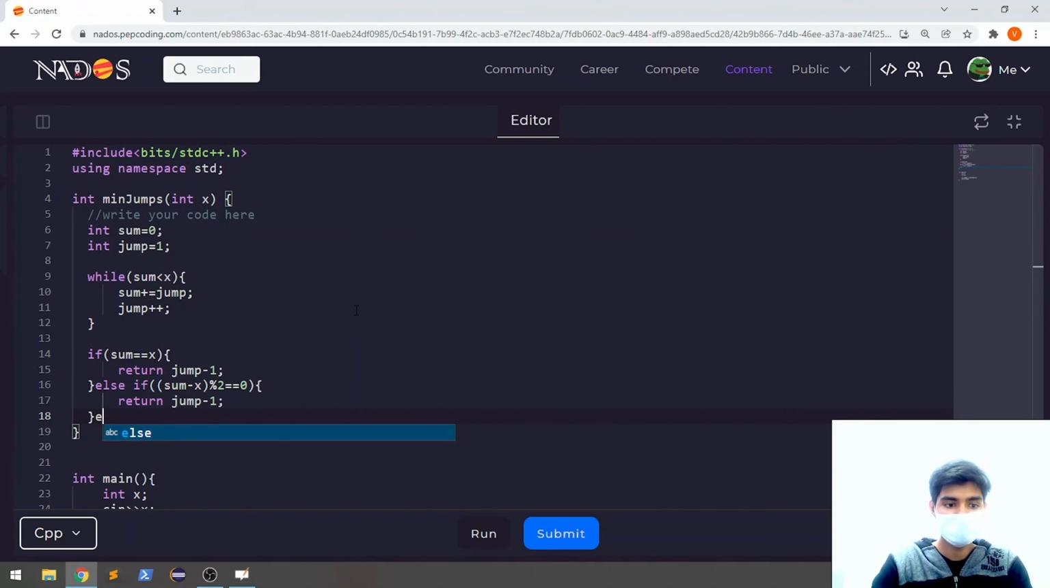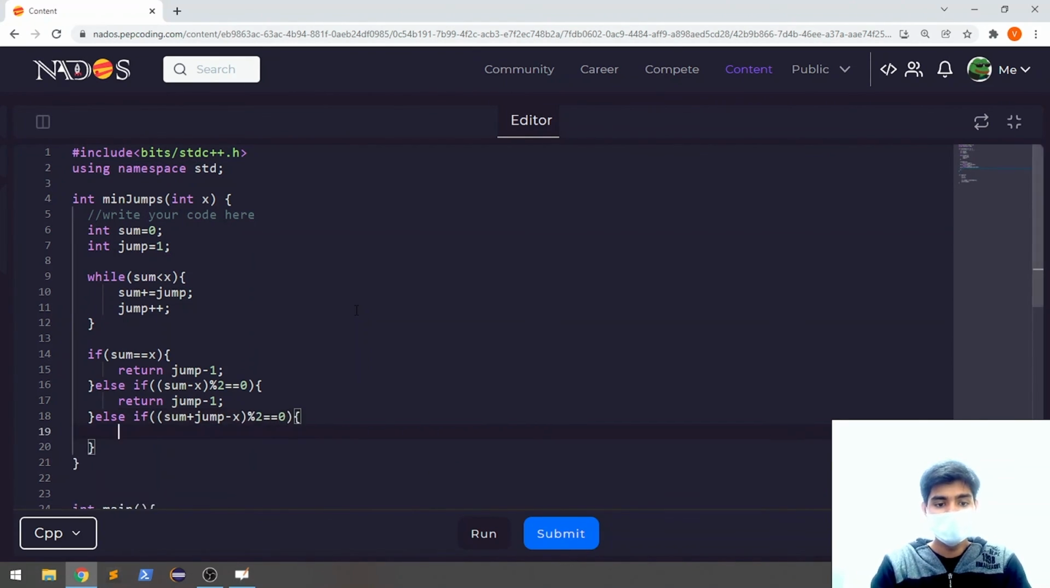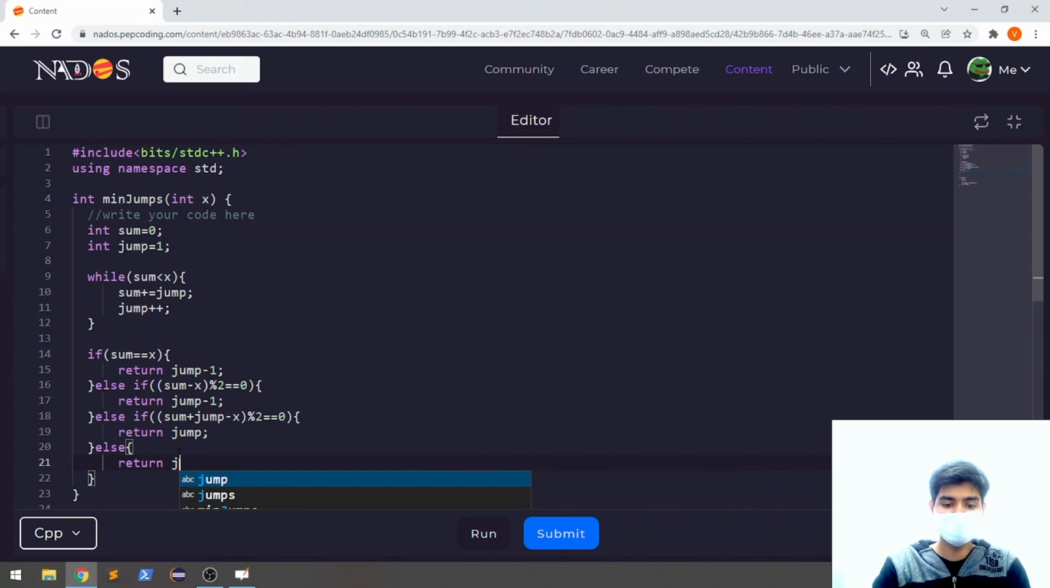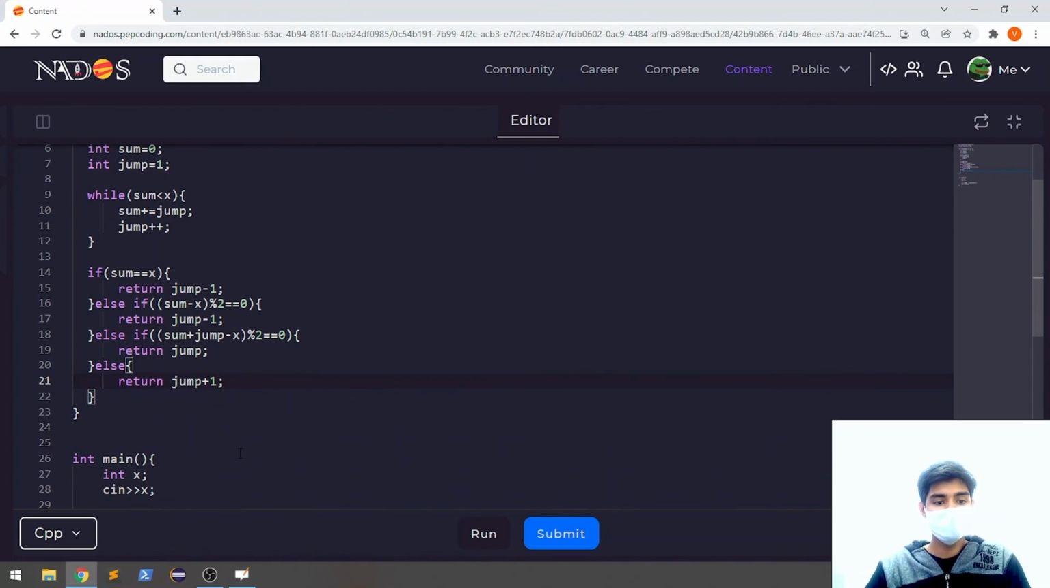Else if, it means that I've taken a jump. If my sum plus this jump minus x modulo 2 is equal to 0, then it means that I've taken one more jump and it has given me even. So if I took one more jump, then I simply return this jump only, because I never incremented my jump now. For the final else, it means that I've taken 2 more jumps, so I'll return jump plus 1 for this case. Okay, so this is my code.